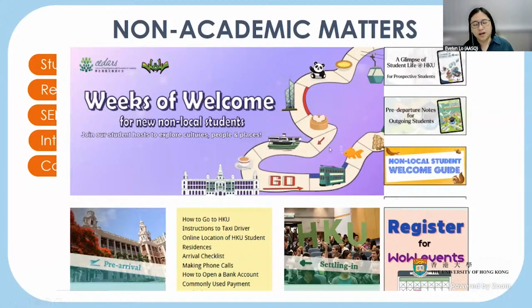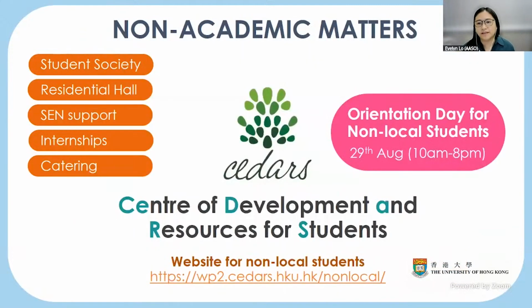It is basically a one-stop information hub for anything that is non-academic related, like the culture, the catering service, and of course the hall and instructions to taxi drivers too. So basically, please check out their website for a glimpse of Hong Kong U students' life. And they also have an orientation day on the 29th of August. Make sure you do join it if you are available. It's not only for knowing the information, it's also a good chance to know other students.